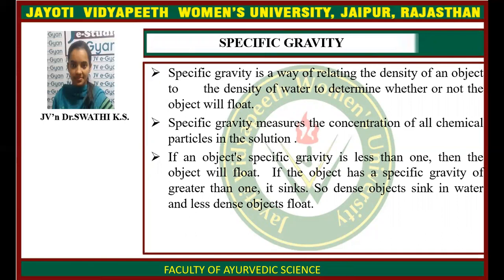Specific gravity is a way of relating the density of an object to the density of water and to determine whether or not the object will float. Specific gravity measures the concentration of all chemical particles in the solution. If an object's specific gravity is less than 1, then the object will float, and if the object has a specific gravity of greater than 1, it sinks. So the dense object sinks in water and less dense objects float.